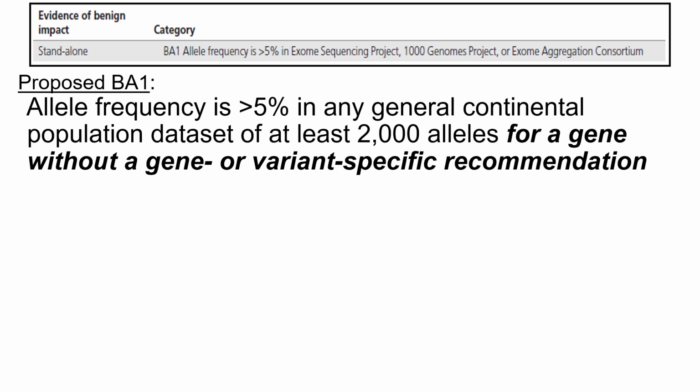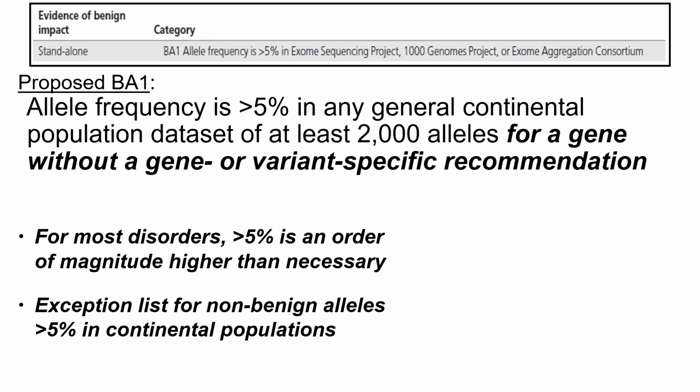The other caveat we added to this criteria was that this 5% rule is applicable for a gene that does not have a gene or variant-specific recommendation. We added this because we recognize that for many disorders, a 5% allele frequency is orders of magnitude higher than necessary. Additionally, we wanted to call out the fact that there are non-benign alleles that can be found at a greater than 5% frequency in populations.